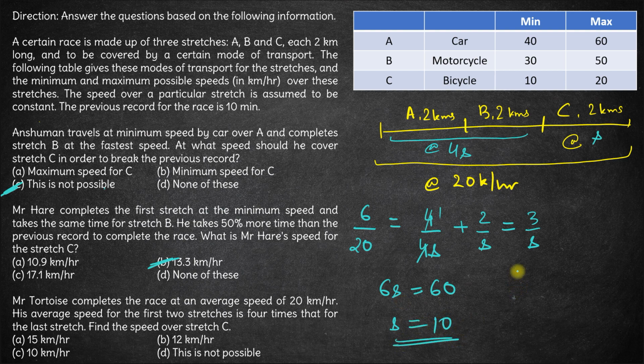So the speed for the third part is 10 kilometers per hour, and that is possible because S can be between 10 and 20. So that is perfectly fine. If S is 10, 4S comes out to be 40. Now can the average speed be 40 here? Yes. Even if we assume that the speed for the first part is 40 and for the second part is 40, that is possible. 40 lies in both these ranges, right? So S can be 40. So we have to find the speed over stretch C. The answer is option C. Option C here is the correct answer.